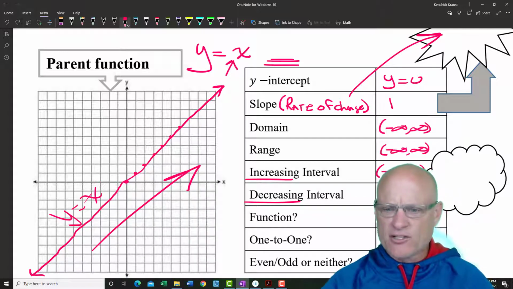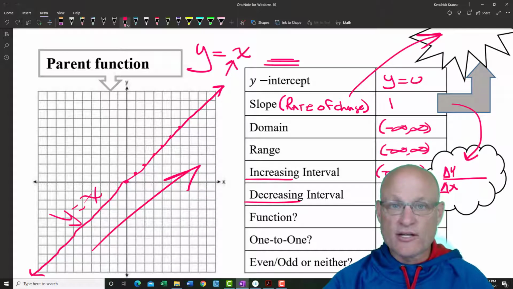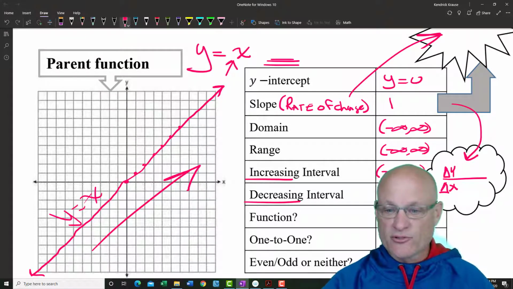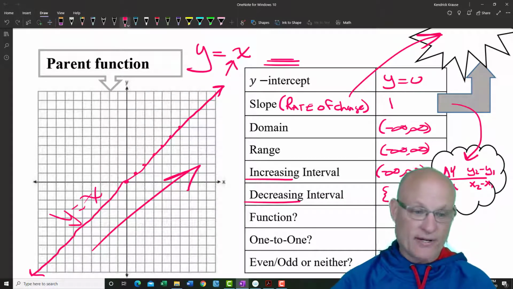And by the way, I forgot to do this. Rate of change, you guys probably know, is the change in y's over the change in x's. You're going to subtract. Some of your teachers do y2 minus y1 over x2 minus x1. It's really just the change in the y values over the change in the x values.